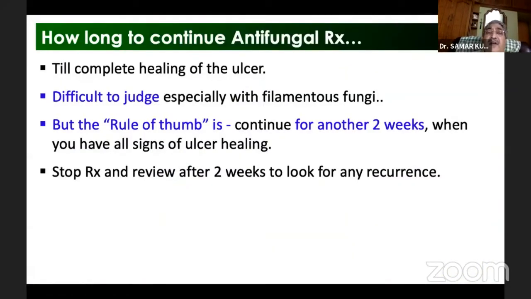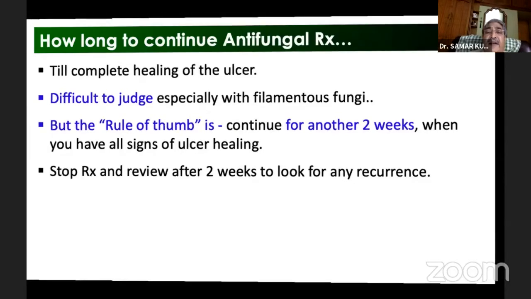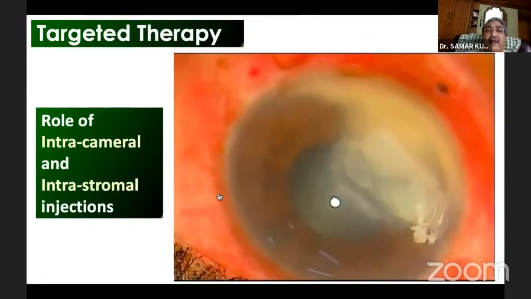Then how long should we continue the antifungal treatment? Till the complete healing of the ulcer. It is difficult to judge, especially with filamentous fungus, but the rule of thumb is to continue for another 2 weeks, maybe 4 to 5 times, when you have all the signs of ulcer healing. Also ask the patient to come back after 2 weeks, because sometimes the finer filaments might stay in the angle, and again there may be recurrence or relapse of the ulcer.